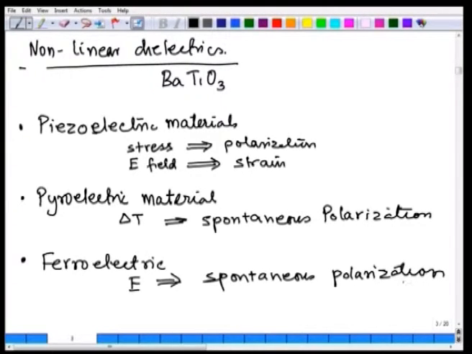But the point is, in this material, they will so polarize that once you remove the electric field, some polarization will remain, and that is what is meant by spontaneous polarization. So, these are the three types of materials.